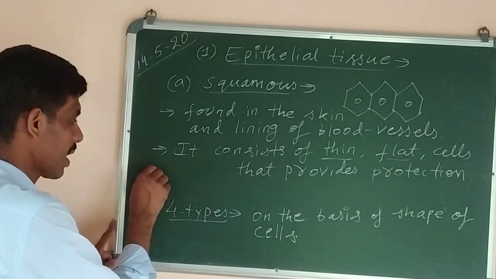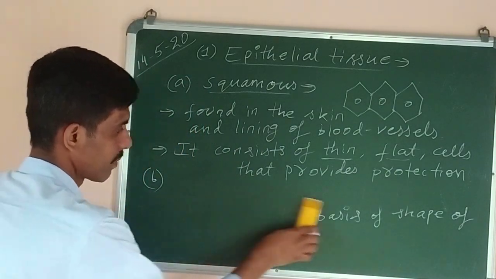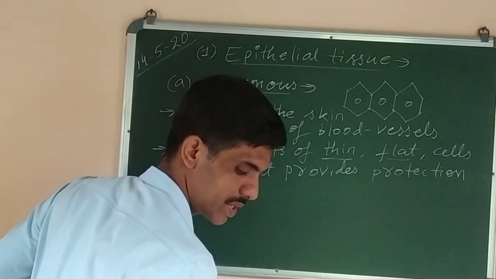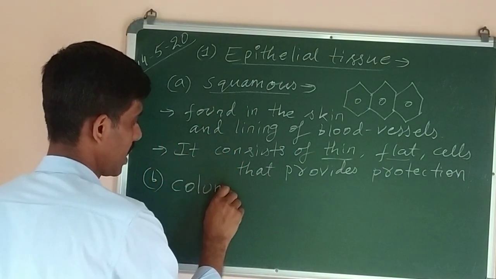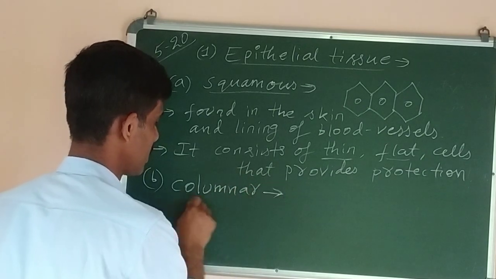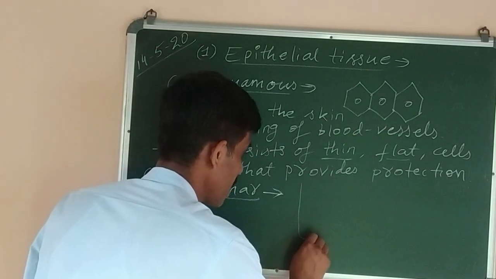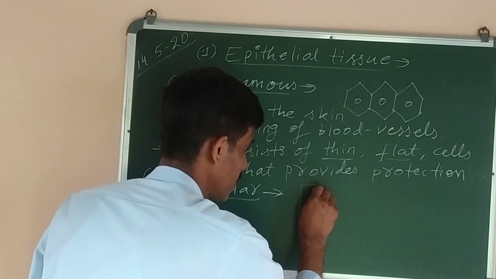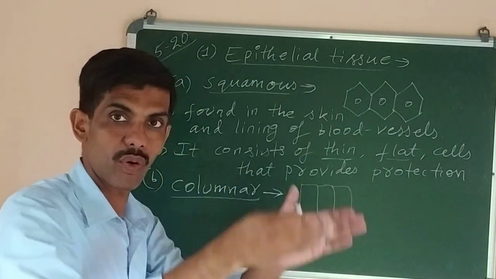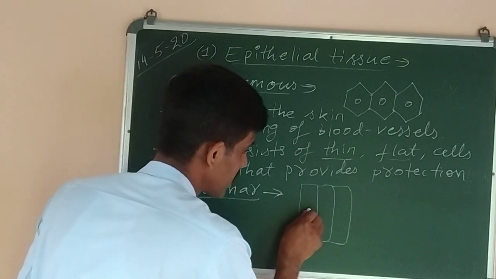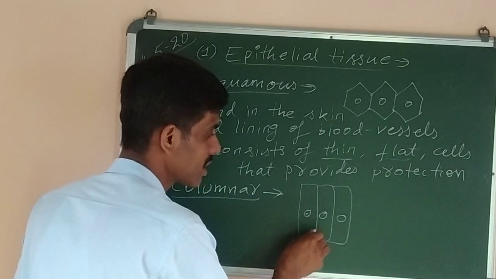Now, the second type of epithelial tissue is known as columnar epithelial tissue. Okay, columnar epithelial tissue, the word column means pillar. And how do the cells appear in columnar epithelial tissue? The cells appear as tall, pillar-like structures, like this one you can see. Just like the pillars in our home. So they are very tall in shape. Their length is more than their width. This is the length, that is more. This is the nucleus of the cells, isn't it?